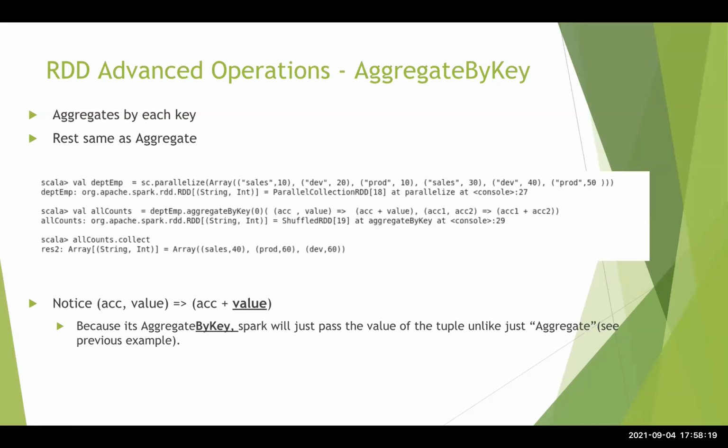Aggregate by key is also very similar. It does it for the same key. So now I have used the same example, but I'm summing it up by key, because I have used key here. So it's the same thing working for each key. So sales is total 40, production is 60, and David 60.